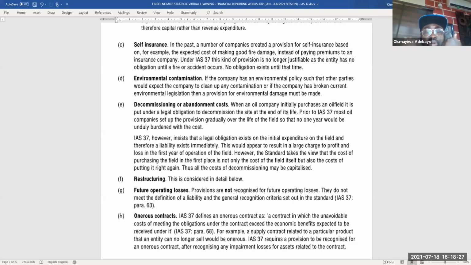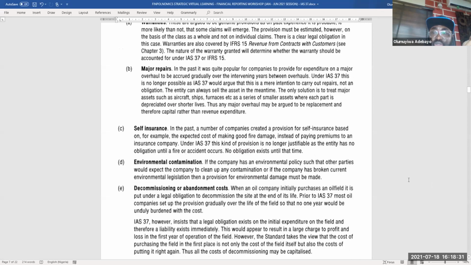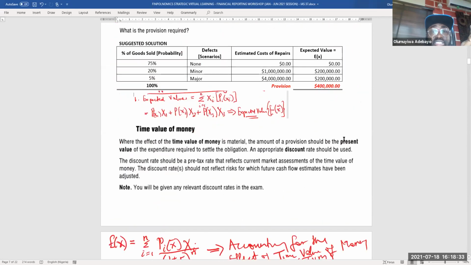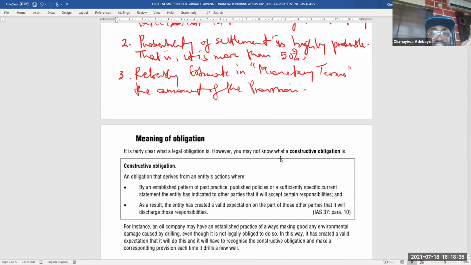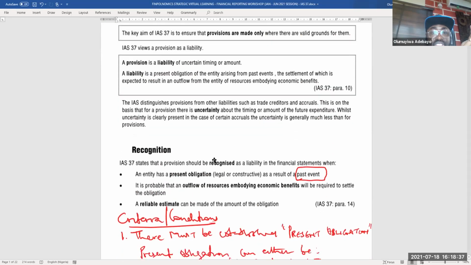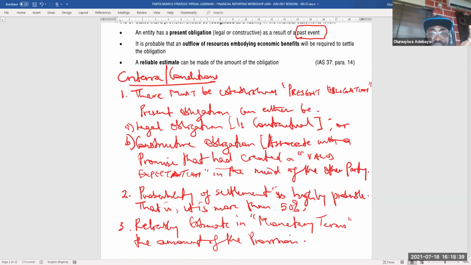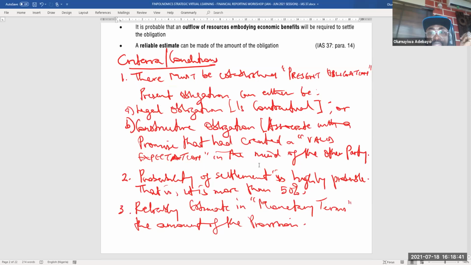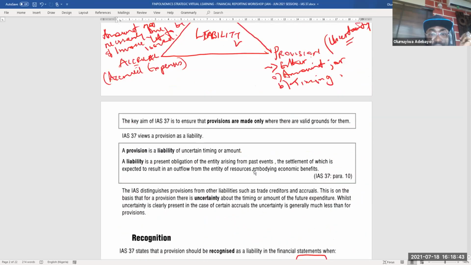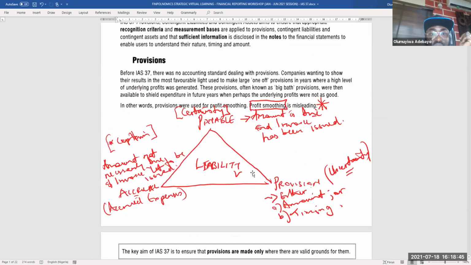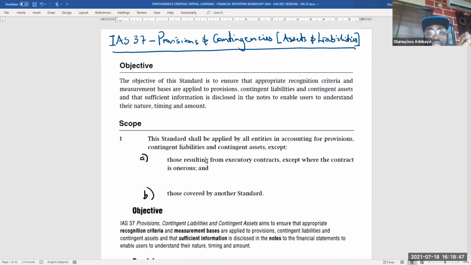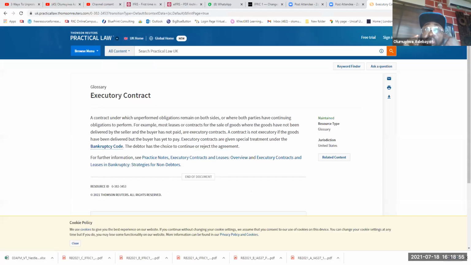I remember, we also talked about executory contracts at the start of the lecture. That executory contract is outside the scope of IAS 37 for provisioning, except if it is onerous. Can you remember? Except if it is what? Onerous. Now, let's quickly look at executory contracts. What are executory contracts? Because somebody asked me the other time.